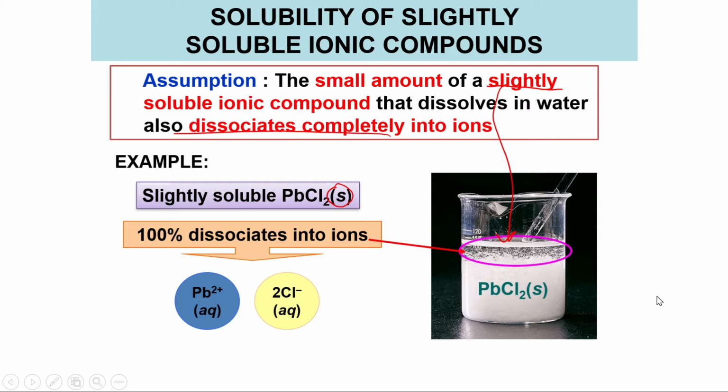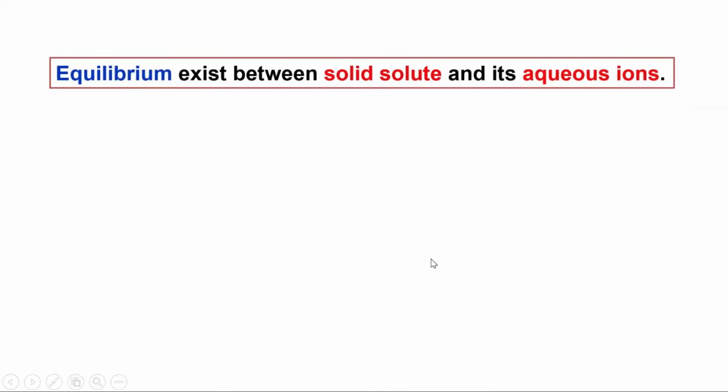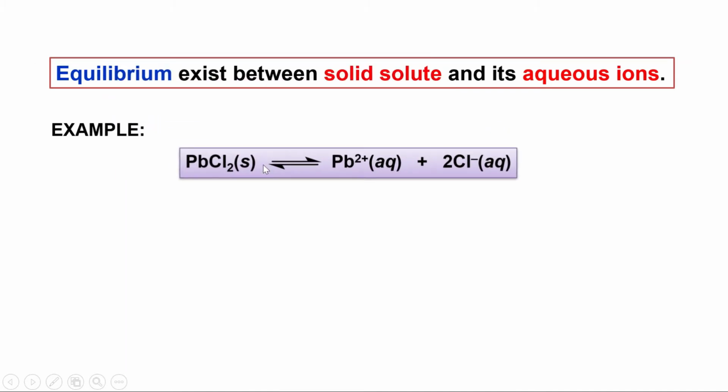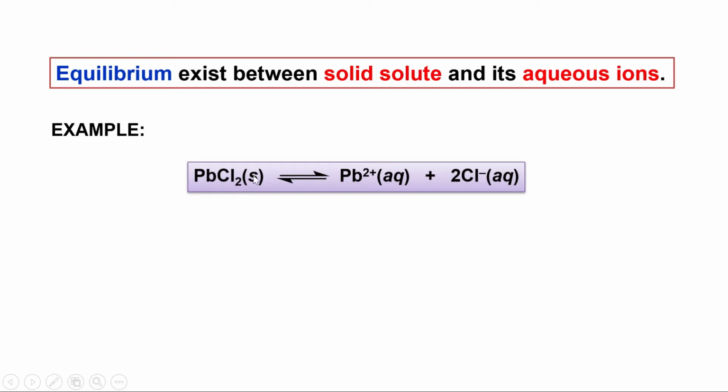Okay, so now the equilibrium exists between that solid solute and its aqueous ions. The solid solute is the one at the bottom part of the beaker. We call it undissolved solute. So, how do we write the equilibrium equation? PbCl2, which is the slightly soluble ionic compound, is in equilibrium with its soluble ions. So what are the ions? It is Pb2+ aqueous plus 2Cl- aqueous. Right? You have to balance the equation.